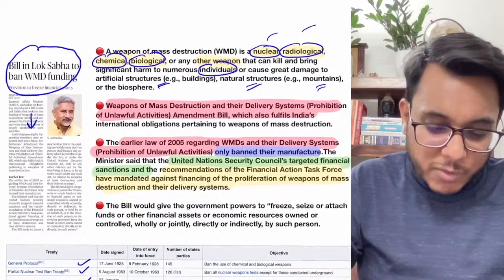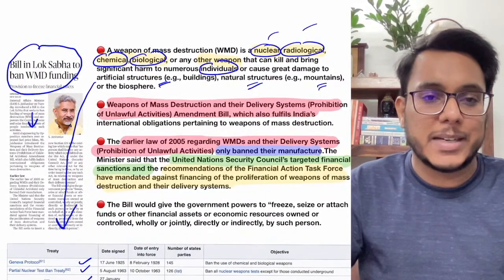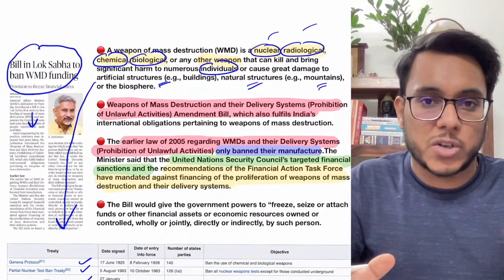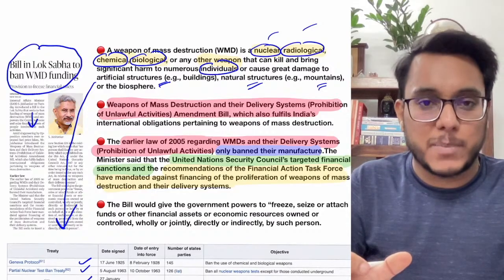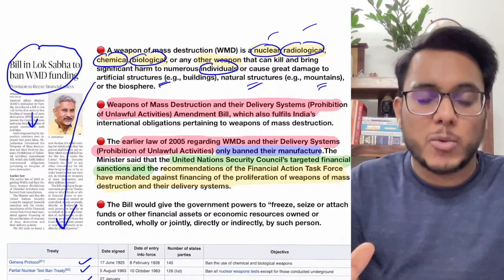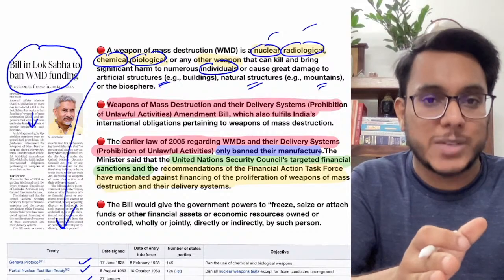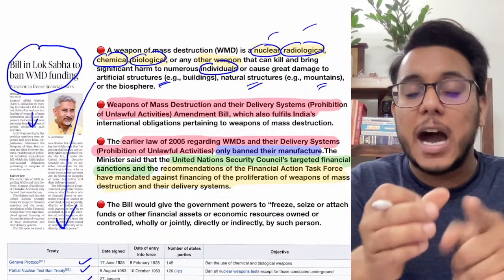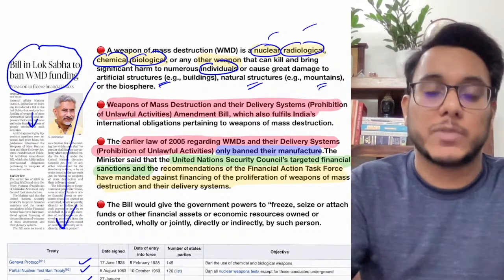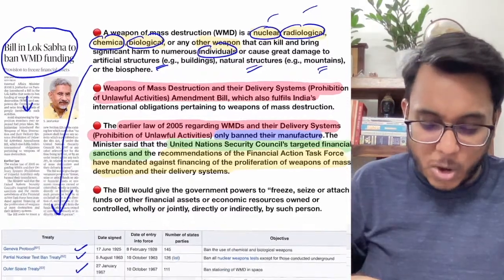Now guys, when it comes to weapons of mass destruction, there are actually a large number of treaties and agreements at the global level which aim to ban these weapons, because using them will lead to crime against humanity. When we talk about the USA's invasion of Iraq in 2003, the invasion was also on the charge that Iraq had stockpiled weapons of mass destruction. So it has been a very big concern for a long time.